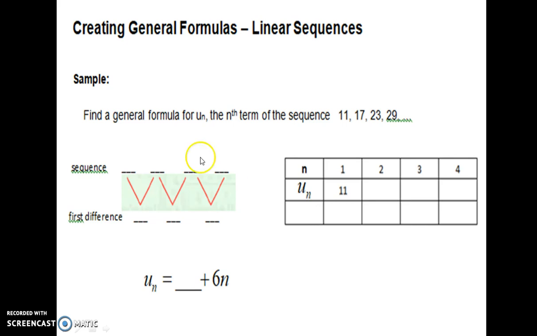All right, here's a sample: find a general formula for the sequence. So here's a linear sequence. I'm going to take this sequence and fill it right in here. There it is: 11, 17, 23, 29. Now the first difference is up by 6, up by 6, up by 6. So this is common and constant, so that's our slope. So there's our slope. I've already written here with a blank. We don't know what this part is, but we know the slope is 6, so that goes here.